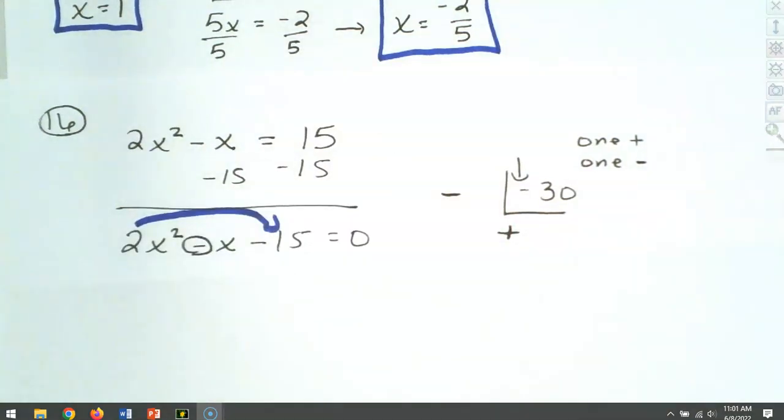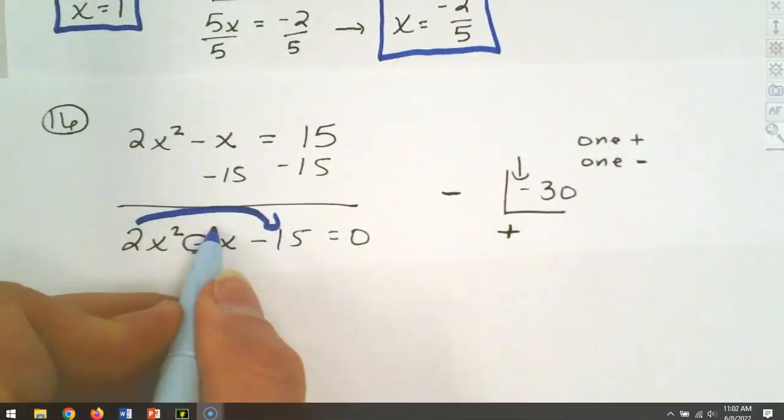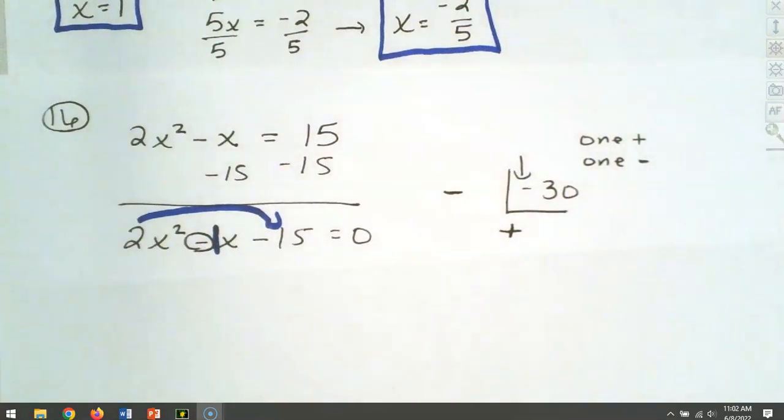Now, we need two numbers that multiply together to give you a negative 30, and subtract from each other to give you a 1. There's no number there, but we know that's a 1 up front, right? So what two numbers would multiply together to give you 30, and subtract to give you 1? Now, where do we begin on this? How do we find out the numbers?